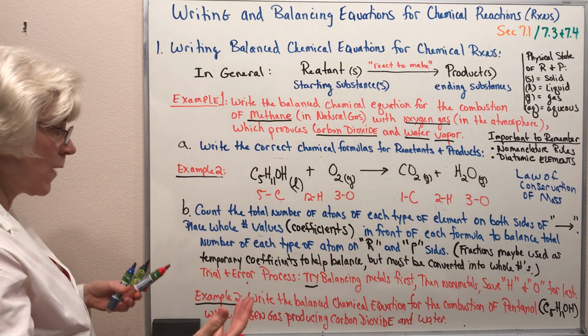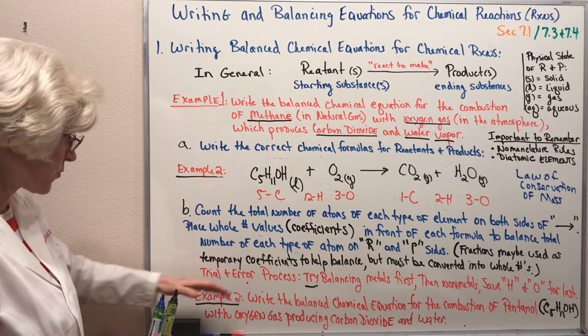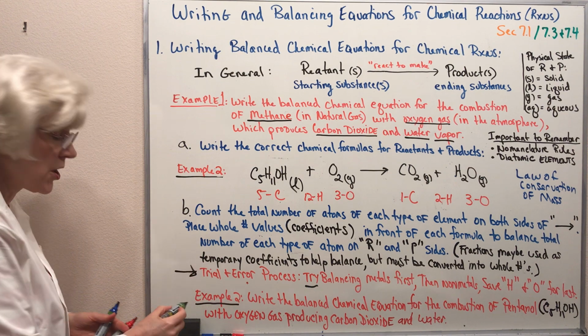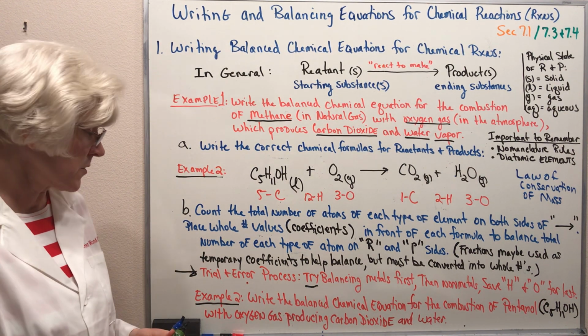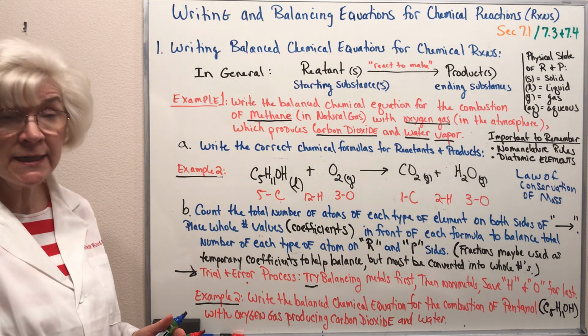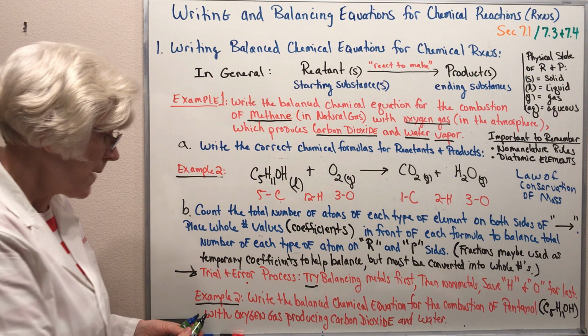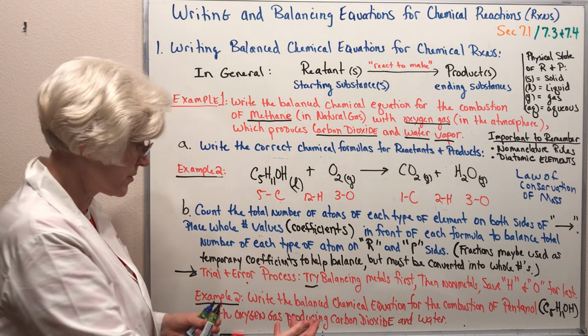Okay, what to balance first? And this is a trial and error process. In other words, there's no one set process that works for every type of chemical equation. So trial and error, you put in coefficients, see if they work. But here is a suggested order that may be useful.